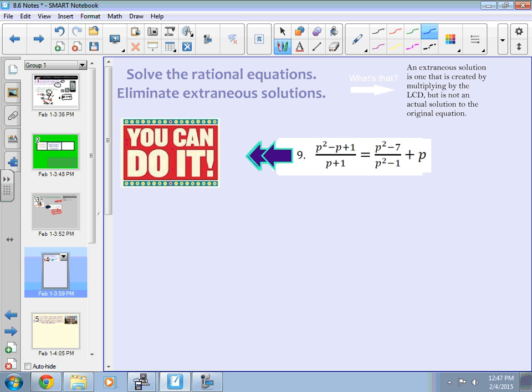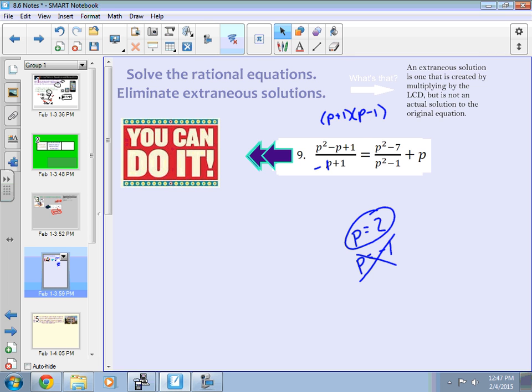All right, let's check out, see how you did. Yeah, if you went through and got the common denominator, it should be p plus 1 times p minus 1. So you got to get that denominator on all of them. And then if you solve the numerator, you should have gotten 2 answers of p equals 2 and p equals negative 1. 2 is a good answer. Negative 1 is an extraneous one. If you put negative 1 in there, it doesn't work out.